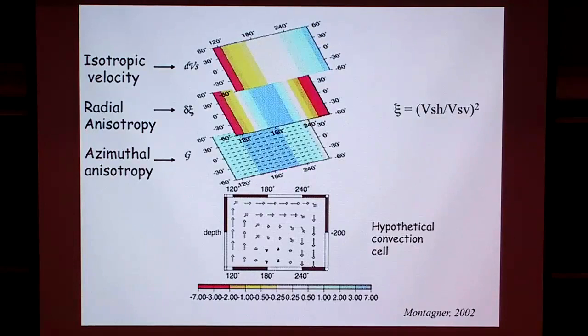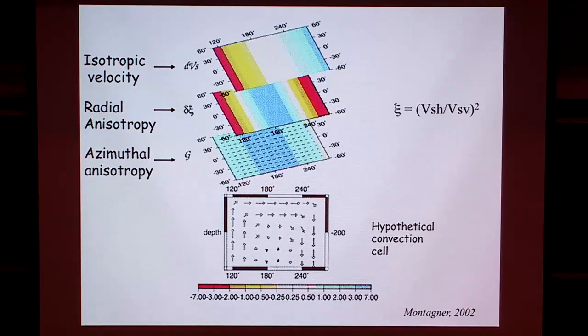Why do we care? Well, we care because if we can measure these quantities, so the isotropic velocity or its variations with respect to a reference model or a 1D model, the radial anisotropy, also expressed in terms of its variations, and also the azimuthal anisotropy, in a very simplistic cartoon way, you can have access to a lot of information about the Earth.